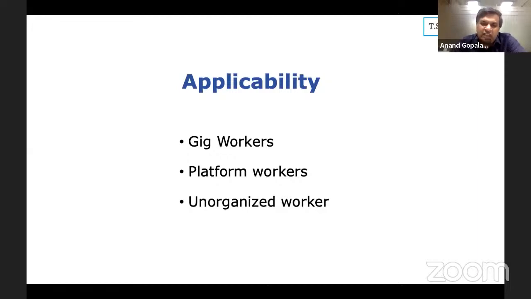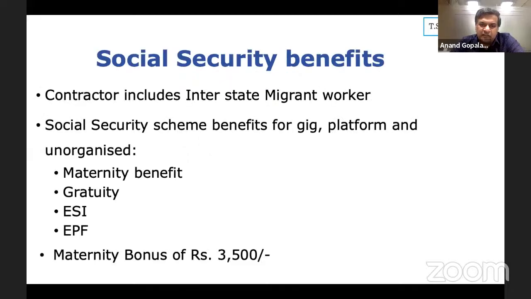For these people, they're going to frame a separate scheme. It could be one scheme for gig workers, one for platform workers, or a combined one. So now this act provides that the government can frame the scheme. That is one new addition that the Social Security Code brings in. And in most of the codes, the term contractor also includes interstate migrant worker. Contract employee includes interstate migrant worker also. That is a new change that they are bringing about.